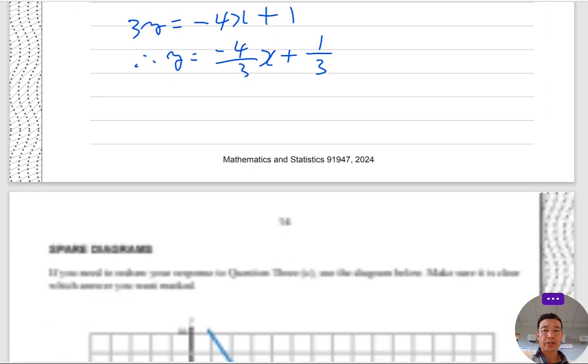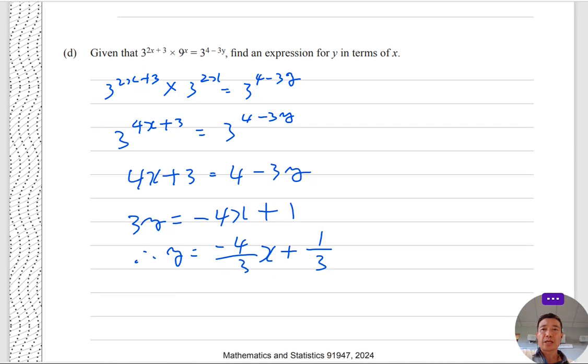I think this is the last question. Question D. Given that 3 to the power of 2x plus 3 times 9 to the power of x equals 3 to the power of 4 minus 3y, find an expression for y in terms of x. So first of all, you have to break 9 down. So 9 is 3 squared, so I can rewrite like this. So the base number is all 3. And then according to the index rule, you have to add these. That's how I get 4x plus 3.